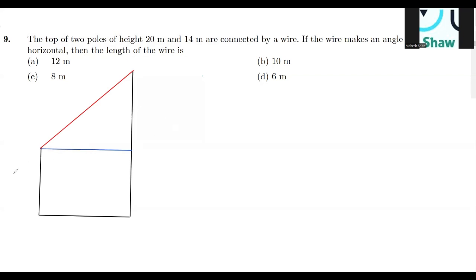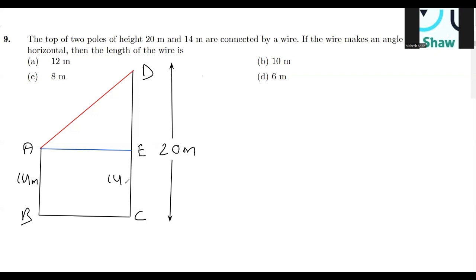Let's say I name this pole AB and this pole CD, the smaller pole which is 14 meter, and the bigger one is 20 meter. So the bigger pole is 20 meter. And let's say these are points A, B, C, D, E. So I can say this is also 14 meter. Now let's figure out what we are given. That is the angle of elevation. I can see from here that it is 30 degrees. And what we have to get is the length of the wire. That means we have to get this length.